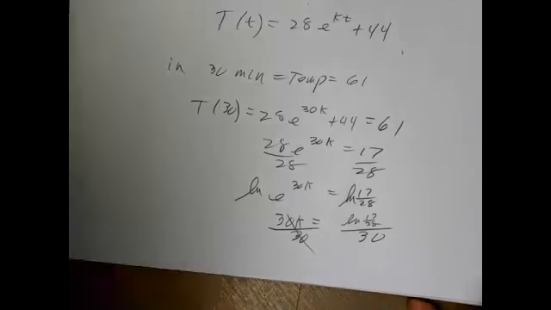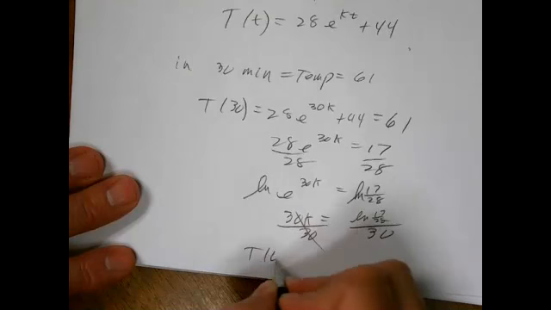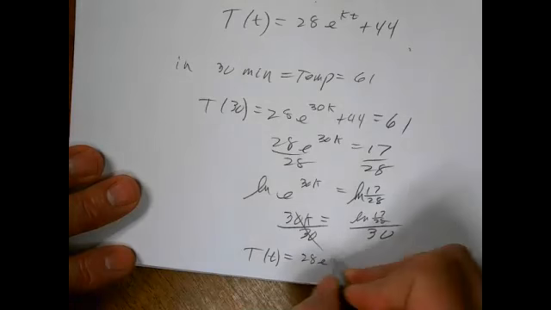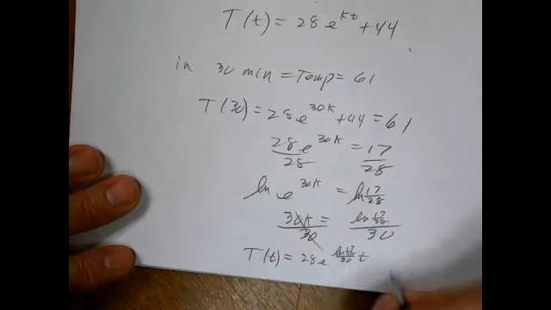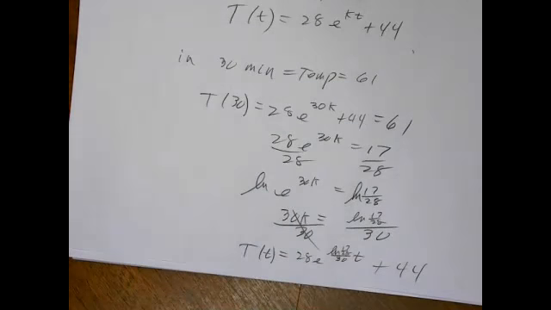All right, you can put that back into your function. That means now that temperature at any time t is equal to 28 e to the power natural log of 17 over 28, all over 30, t. I know it's an ugly number, plus 44. And with that function, you can predict the temperature at any requested time.